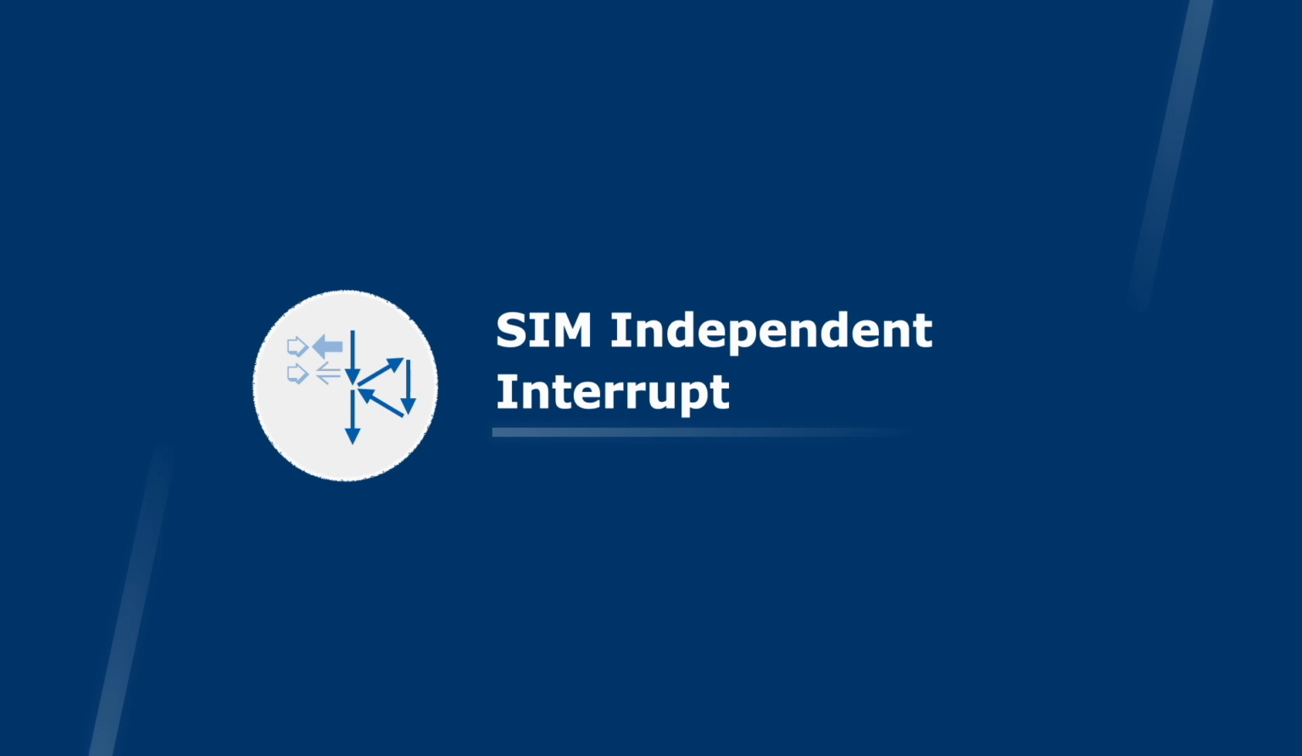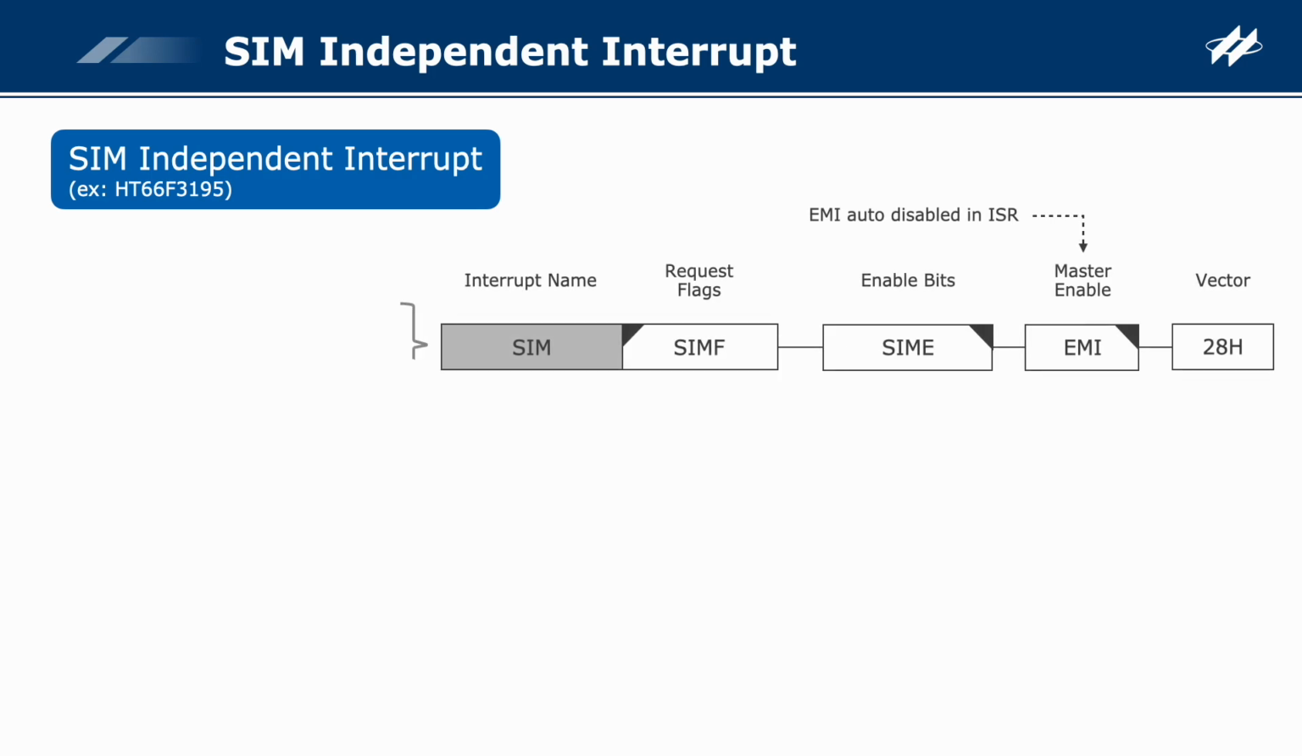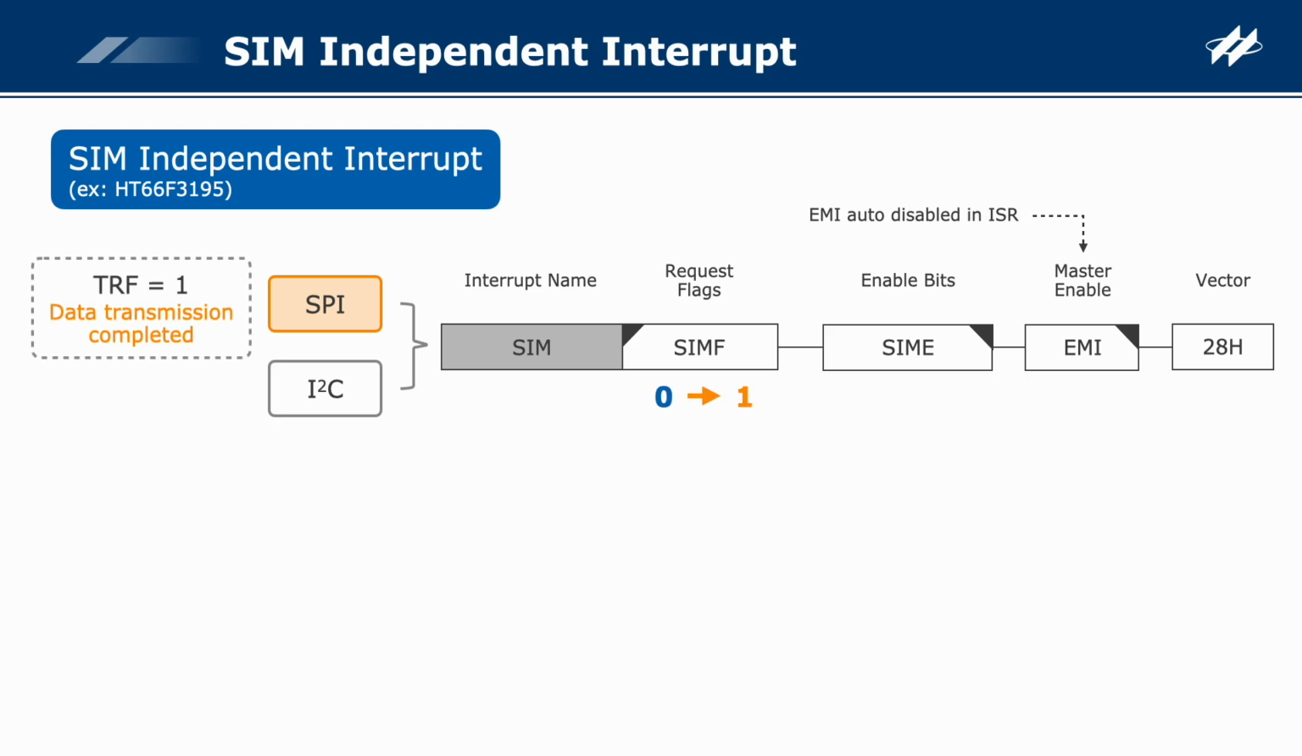SIM-independent interrupt. As the serial interface module of the HT66F3195 has integrated the SPI and I2C interfaces, this means that serial interface module interrupt, or known as SIM-independent interrupt, is triggered by the SPI or I2C interface. Each time the SPI interface transmission is completed, the TRF flag will be set to 1 to trigger an interrupt request, then the SIMF interrupt request flag will also be set to 1.